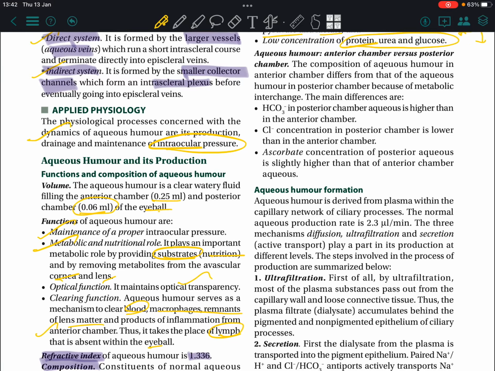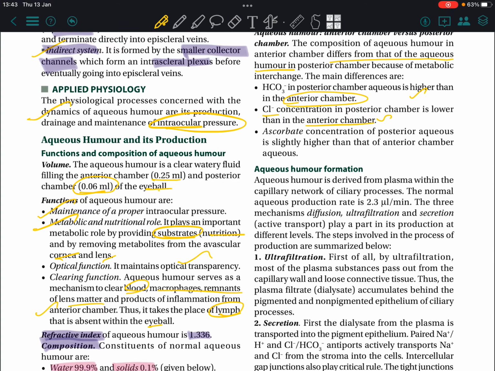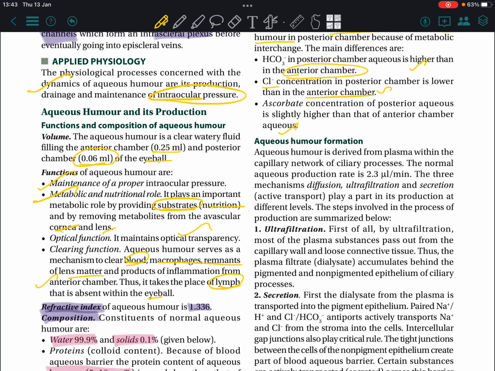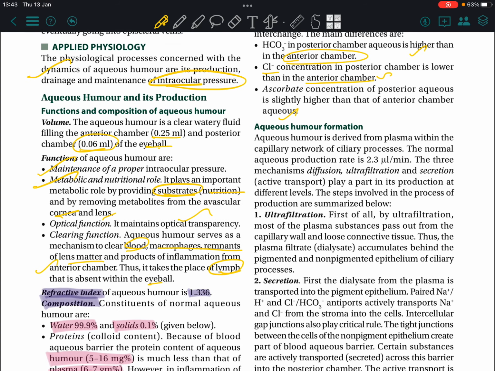Aqueous humor, anterior chamber versus posterior chamber. The composition of aqueous humor in the anterior chamber differs from that in the posterior chamber because of metabolic interchange. The main differences: bicarbonate in the posterior chamber aqueous is higher than in the anterior chamber. Chloride concentration in the posterior chamber is lower than in the anterior chamber. Ascorbic acid concentration of posterior aqueous is slightly higher than that of anterior aqueous. In the anterior chamber, chloride content is high, and in the posterior chamber, bicarbonate content is high.